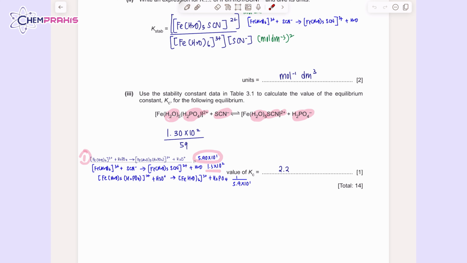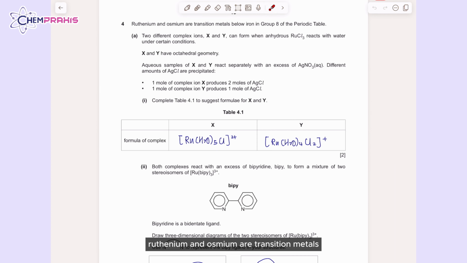and you will get 2.2. For question 4, ruthenium and osmium are transition metals below iron in group A of the periodic table. 2 different complex ions, X and Y, can form when anhydrous RuCl3 reacts with water under certain conditions.